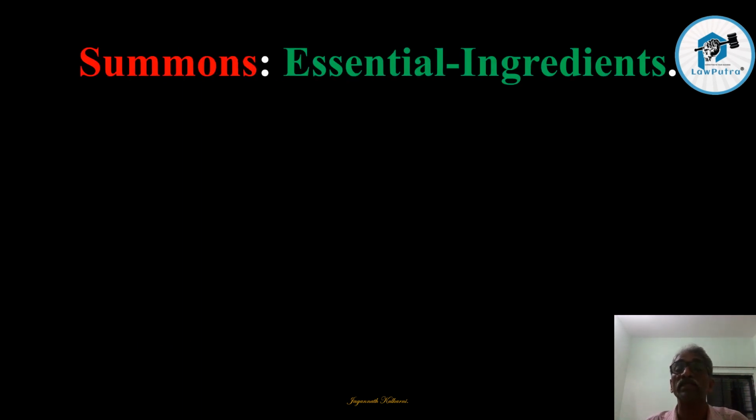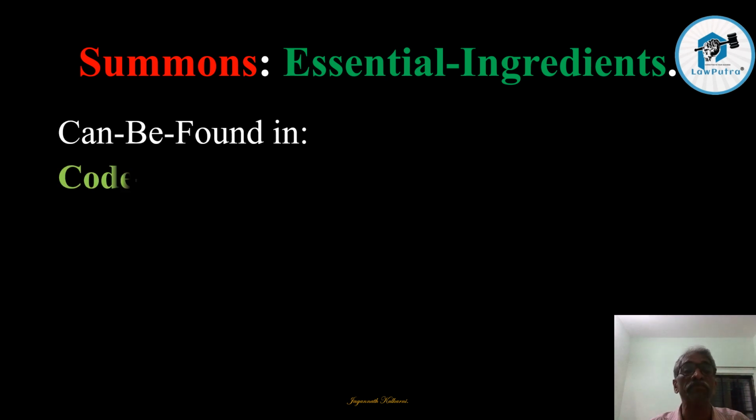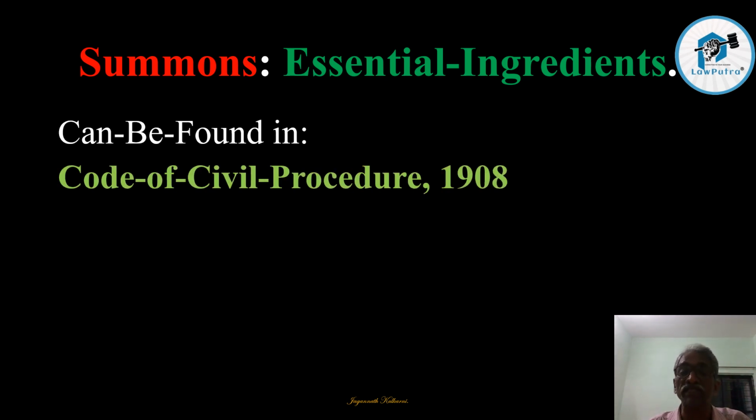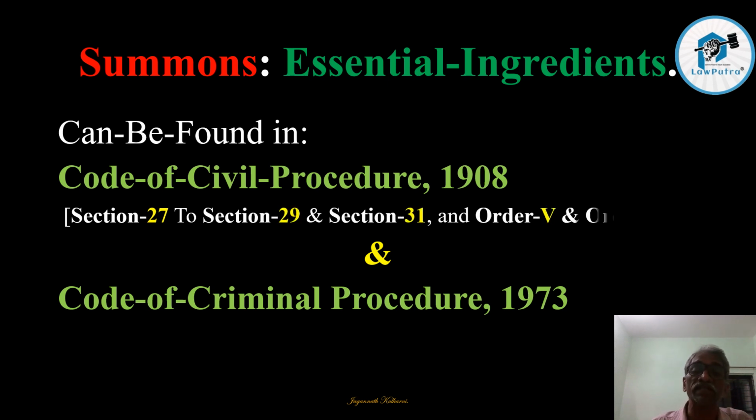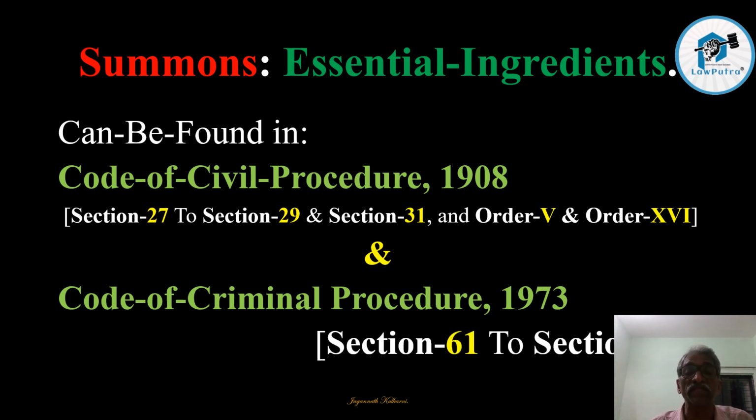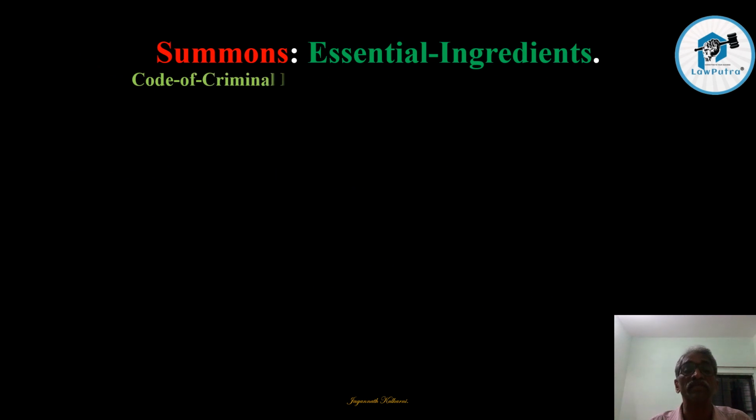Now let us see the essential ingredients. As we have seen, it is not defined in any statute, but the essential ingredients can be found in both the Code of Civil Procedure 1908 as well as the Code of Criminal Procedure 1973. In the Code of Civil Procedure, we can find section 27 to section 29 and section 31, as well as Order 5 and Order 16. In criminal procedure, it is from section 61 to section 69 and a few other sections also. Now let us see these essential ingredients.